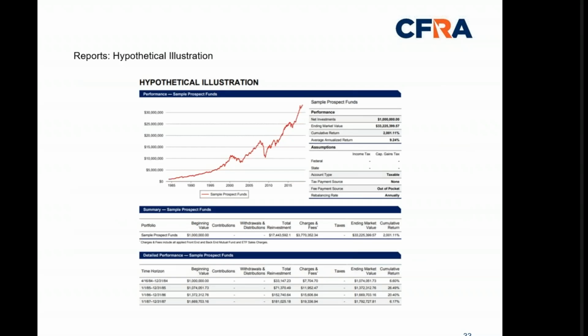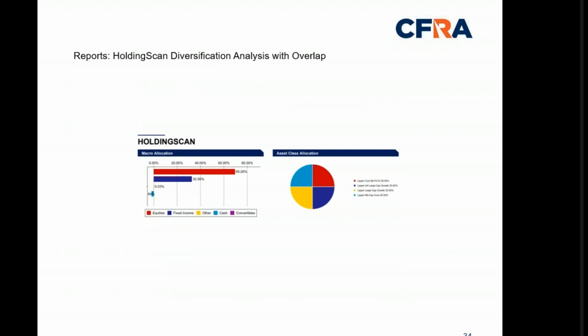Now, this would be the hypothetical illustration. This is a back testing of current allocations. You'll see a chart at the top. Within all of our reports, you'll see a graph with a chart to the right or underneath it. In this particular instance, it's off to the right. You'll also see a summary of the beginning value, any reinvestment, any charges or fees with an ending market value, and a cumulative return. In the upper right, you'll see the net investments, the ending market value, cumulative return, average annualized return, and any tax or account assumptions. And in the bottom, you'll see a yearly breakdown of the summary that you saw in the middle.